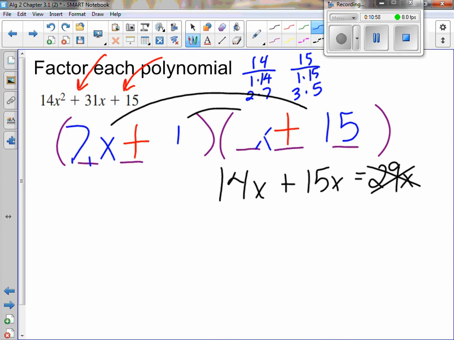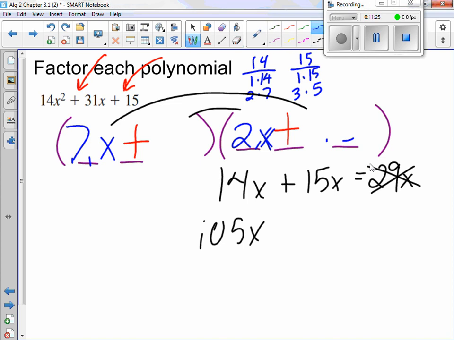So 7x and 2x. And try it again. 7x times 15. 7 times 15. 7 times 5 is 35, so we get 105x. Well, that ain't going to cut it, is it? No, that's too big. Okay.